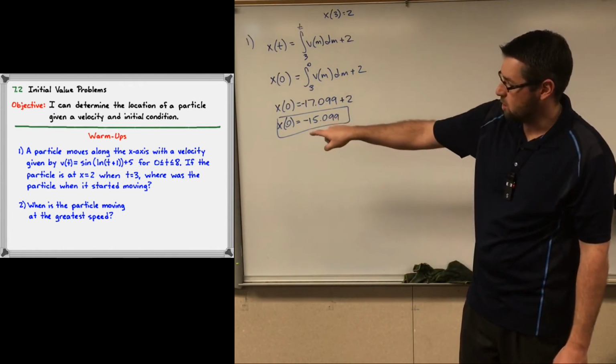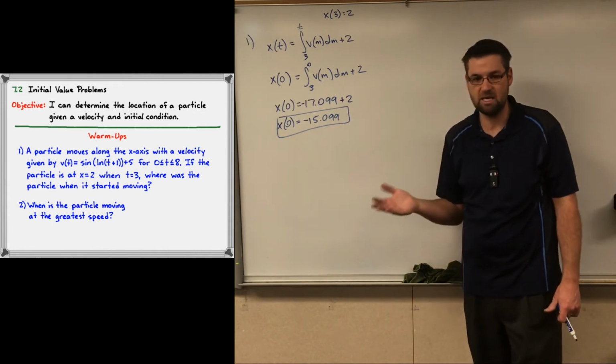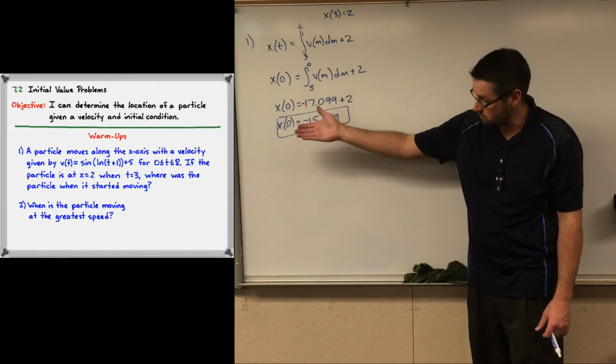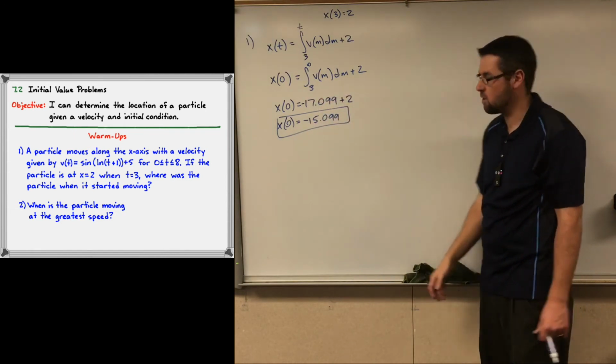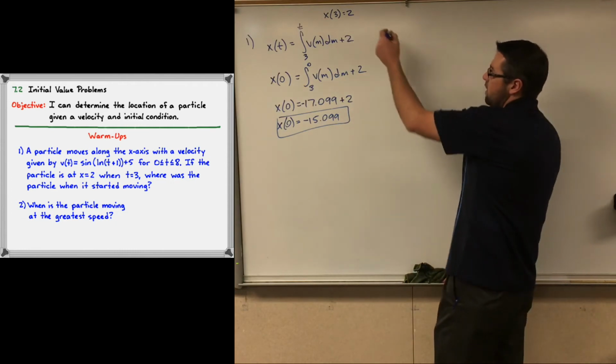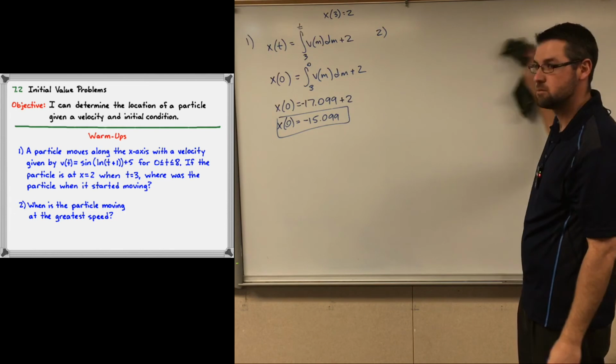Well, in a way, it says where was the particle when it started moving. So we would say, well, where did it start moving? At the beginning of time. And the interval of time is from 0 to 8, so the initial time is 0. Okay, number 2. How do you know when the particle has its greatest speed?